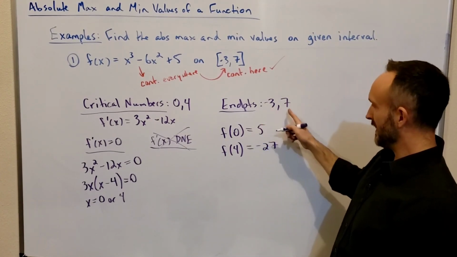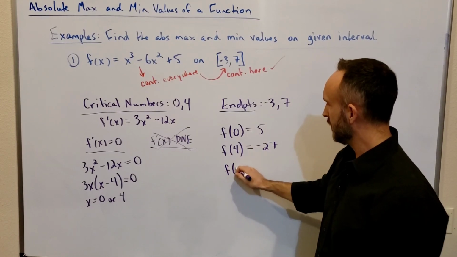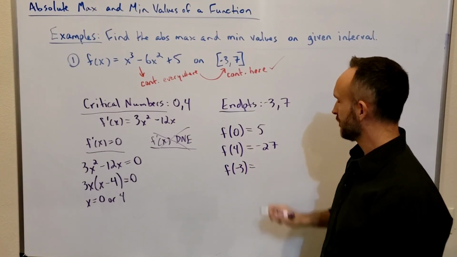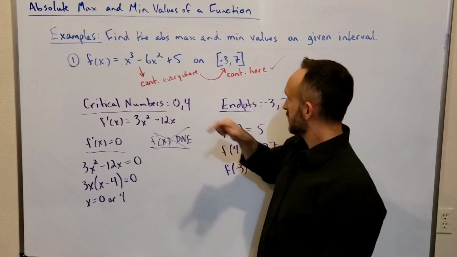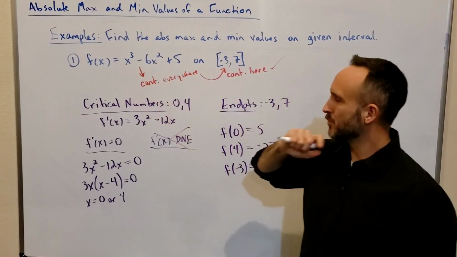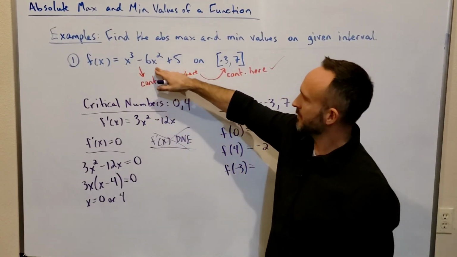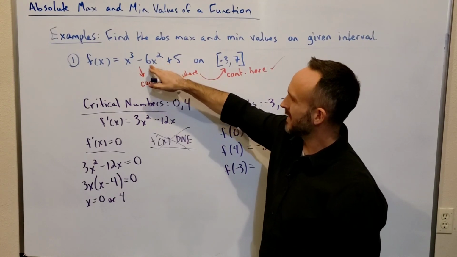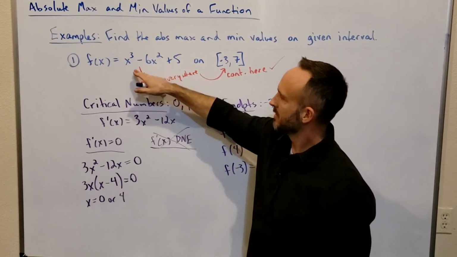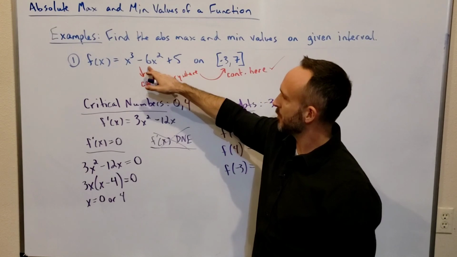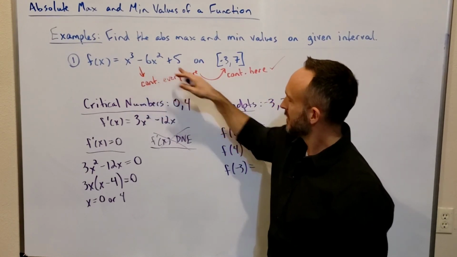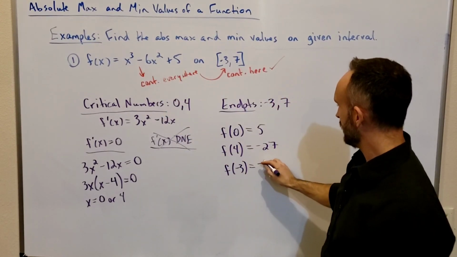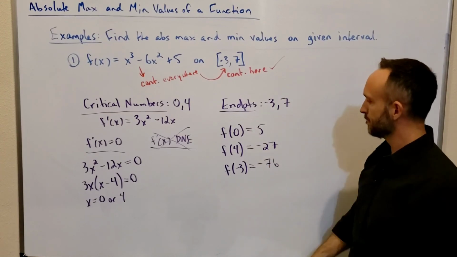Now we have to look at the endpoints. So let's look at f of -3. -3 cubed is -27. -3 squared is 9. 9 times 6 is 54. So -27 minus 54 is -81. Plus 5 is -76. Okay?